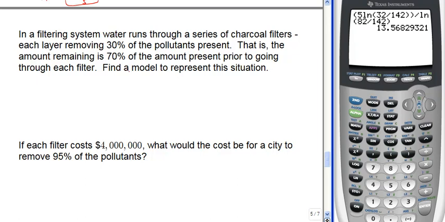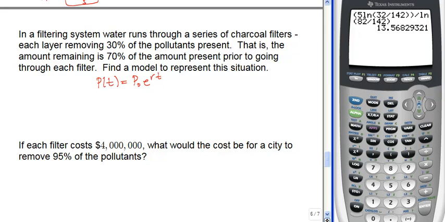So we want to try to figure out some kind of model for this. So let's start with our basic formula, P of t equals P sub 0 e to the RT, and see if we can figure out some way to represent this situation. Since we aren't told the initial amount of pollutants present, we don't know this P sub 0.